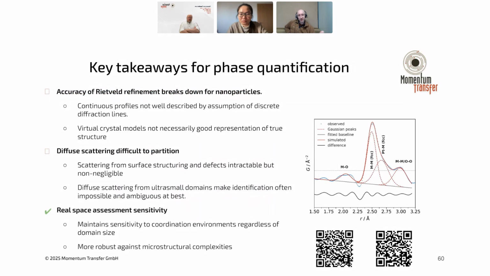And so the benefits of the PDF are that you maintain a high sensitivity to the different coordination environments, regardless of the domain size, and also regardless essentially of long-range defect structures or surfaces that are forming or particle shape. And for that reason, you're also much more robust against the effects of the microstructure, although you do have information present there that you can use.